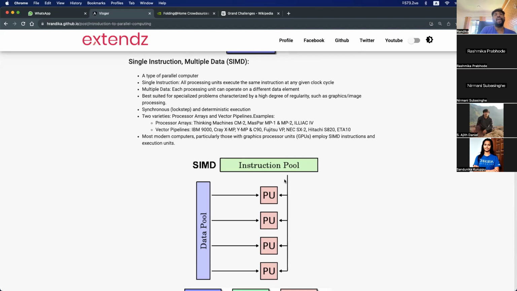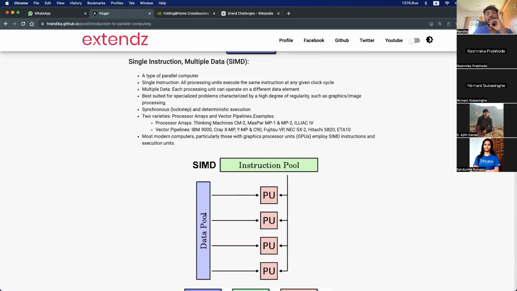So we have single instruction, a type of parallel computing. All the processing units execute the same instruction at a given clock cycle. That means we have multiple processing units. You can see PU, multiple PUs are there. But the thing is, the instruction pool has a single instruction. That means at any given time, each and every processing unit will have the same instruction. The instruction will not change at a given time.